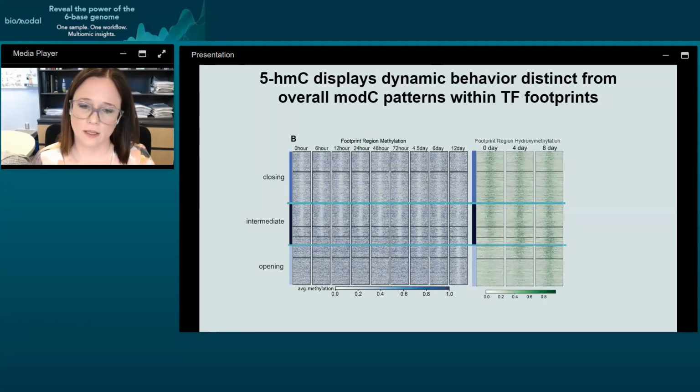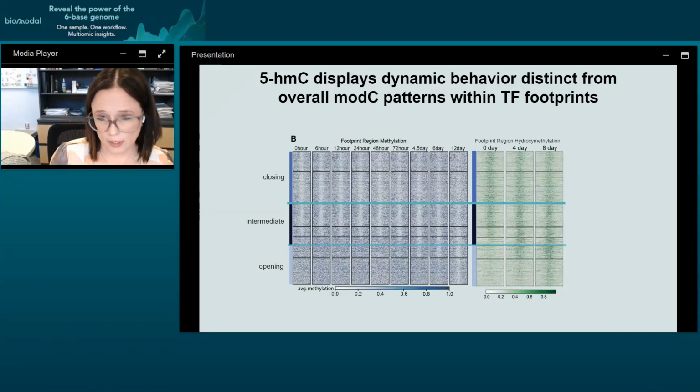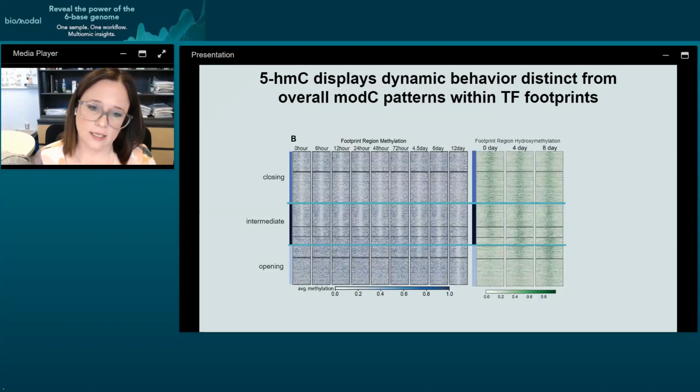On the left, this is showing the region methylation for the footprints of the previous slide. So we've divided them into different cluster groups according to their time point behaviors. And immediately what you would notice here is that, unlike the footprint behavior, we see this predominantly hypomethylated behavior, where as footprints are gained and lost, regions are demethylated and they remain hypomethylated.